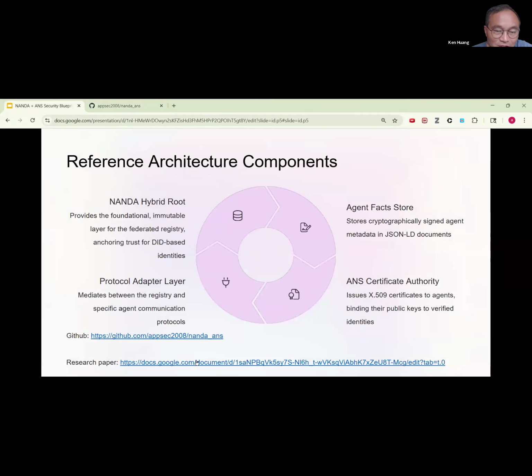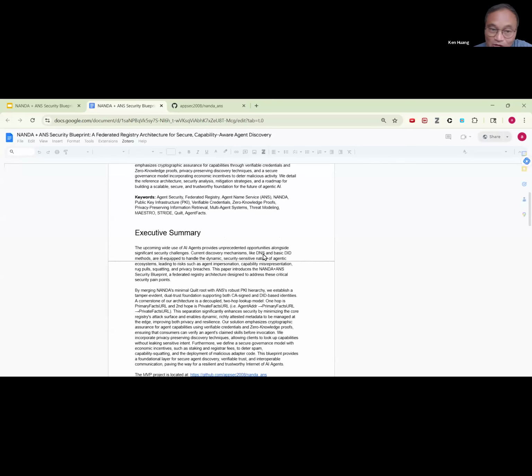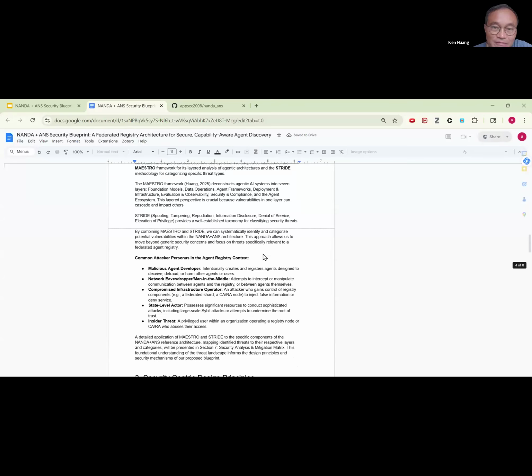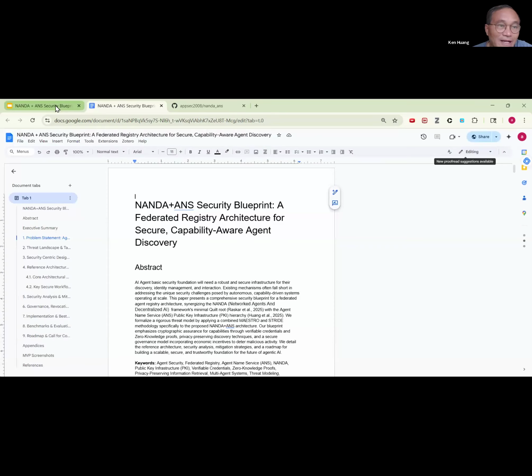And we also have a research paper here. It's still under review, and I welcome you to review it, right? And once it's reviewed, we will publish it as an arXiv paper.